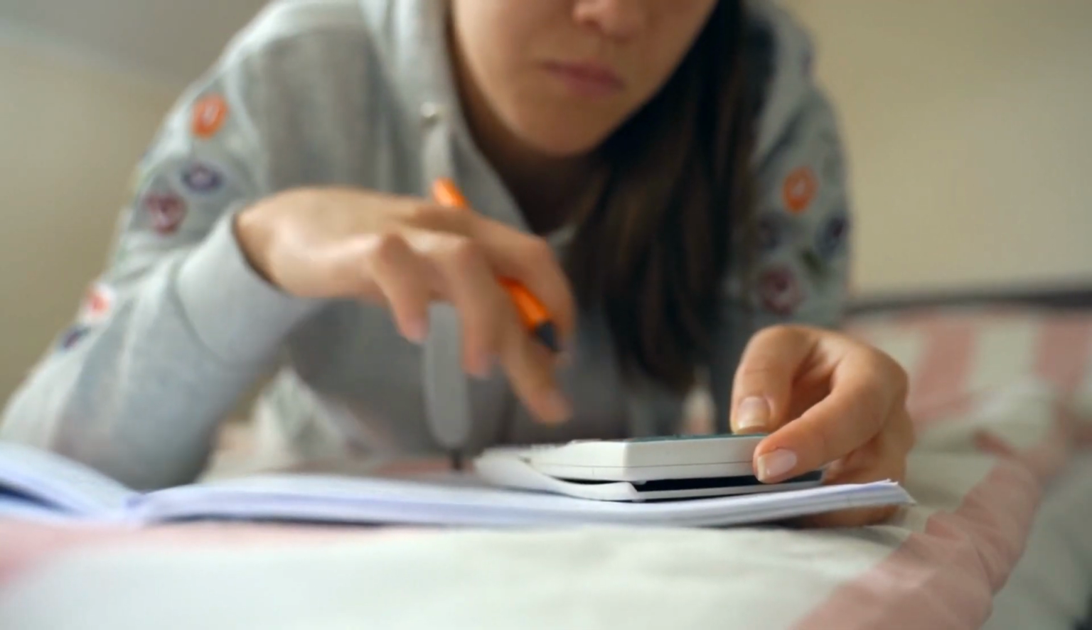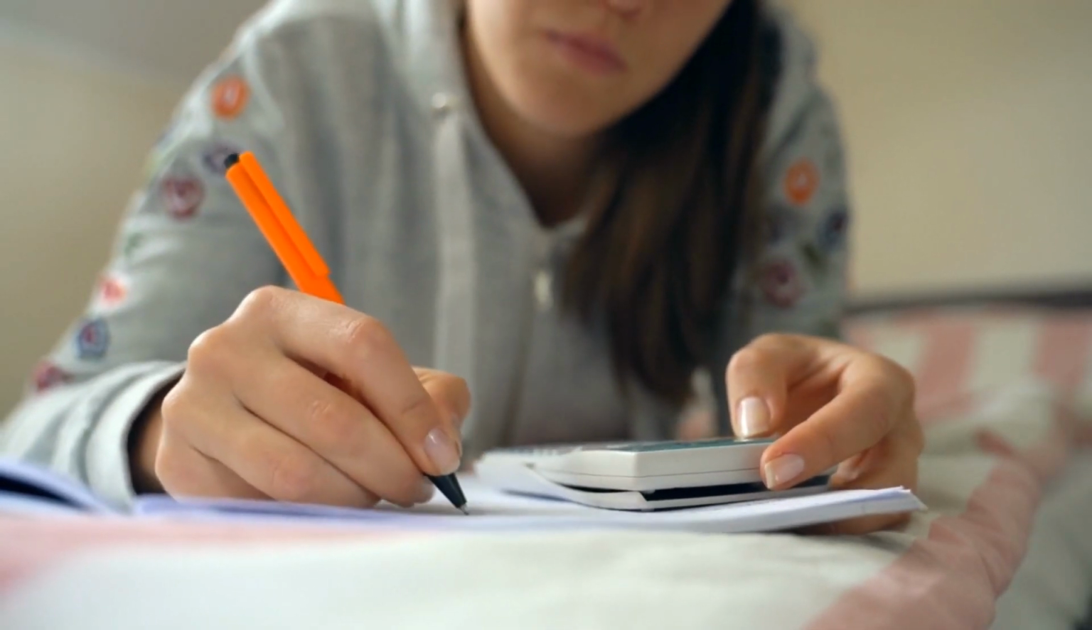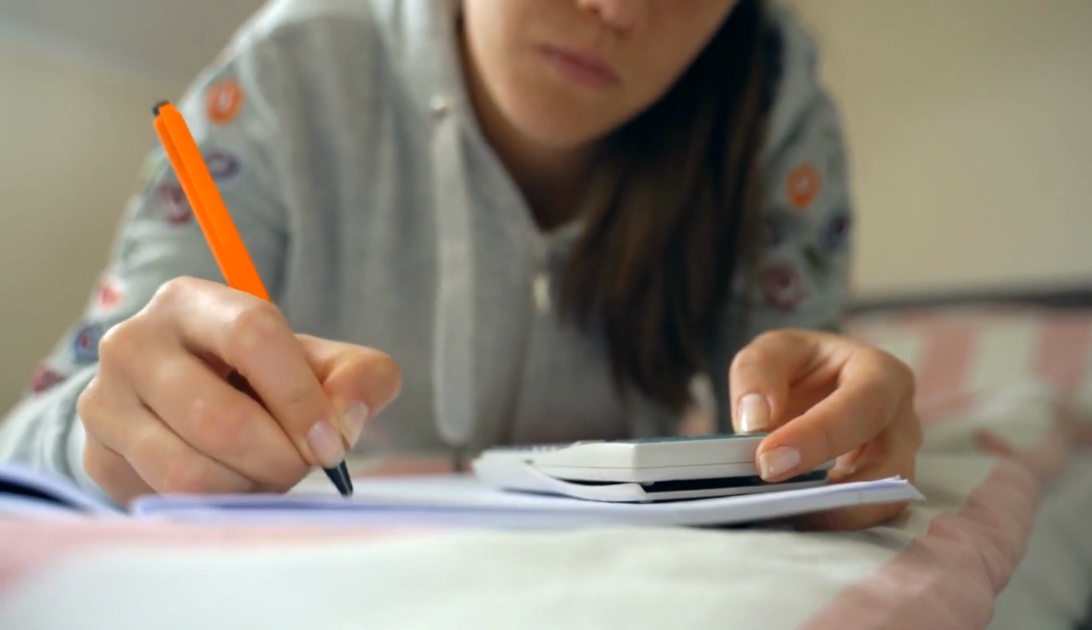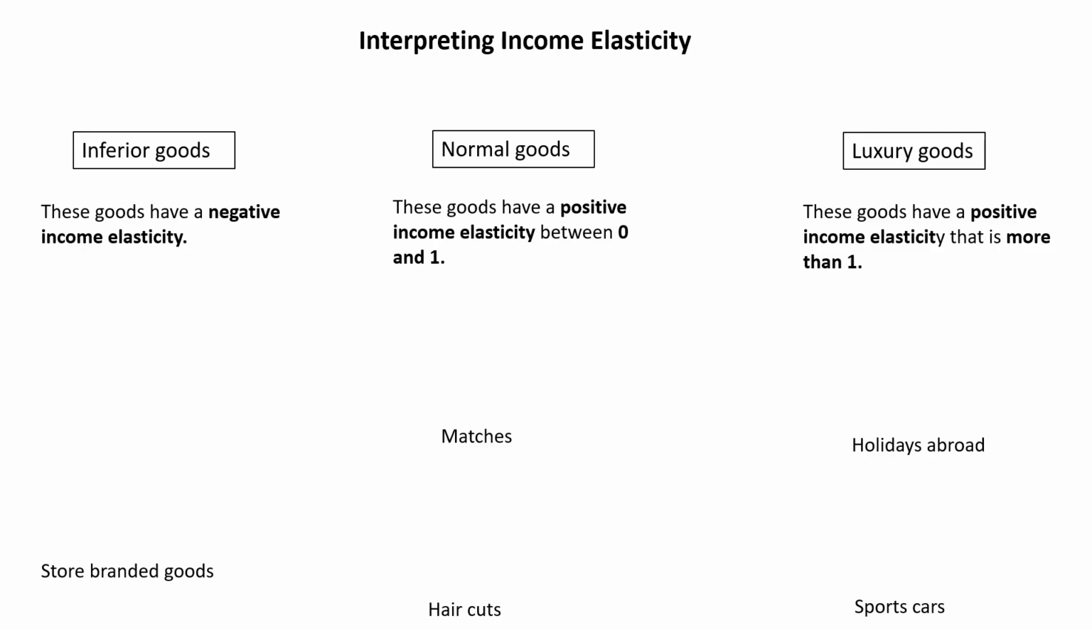When we calculate YED, it is important to know whether the answer has a minus or plus sign. Income elasticity can be positive or negative. Businesses must interpret the sign of the YED figure and the value of the number itself. Now, if there's a negative sign, then it means it is an inferior good, and these goods have a negative income elasticity. When income goes up, demand decreases. When income falls, demand increases. People buy more of this good when their income falls. They are cheap substitutes of products people prefer to buy when their income has reduced, such as store-branded goods.